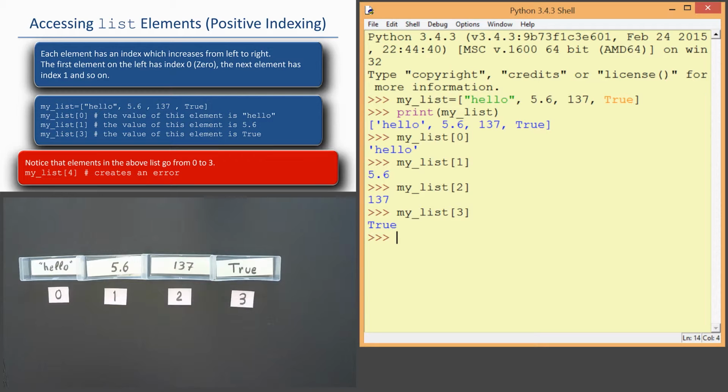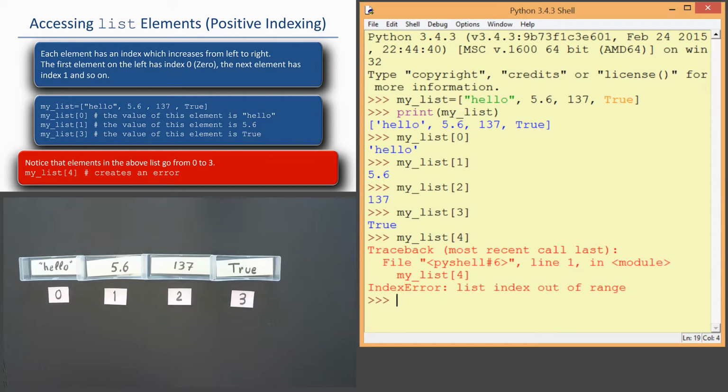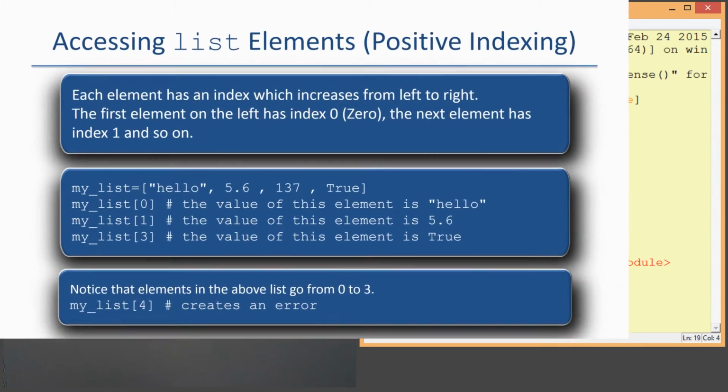Notice that even though my list has 4 elements, the indexes go from 0 to 3. So if I ever use index 4, I will get an error because index 4 does not exist. And Python gives me the index error and also tells me that the index is out of range.